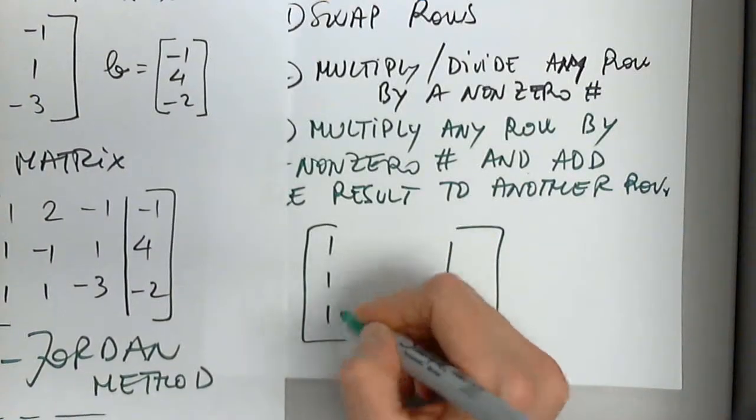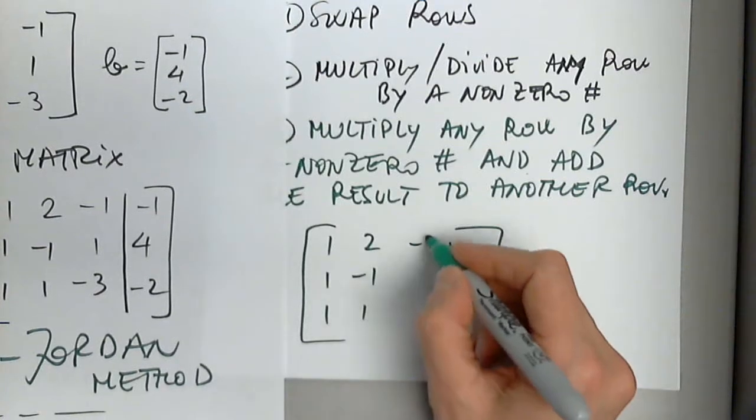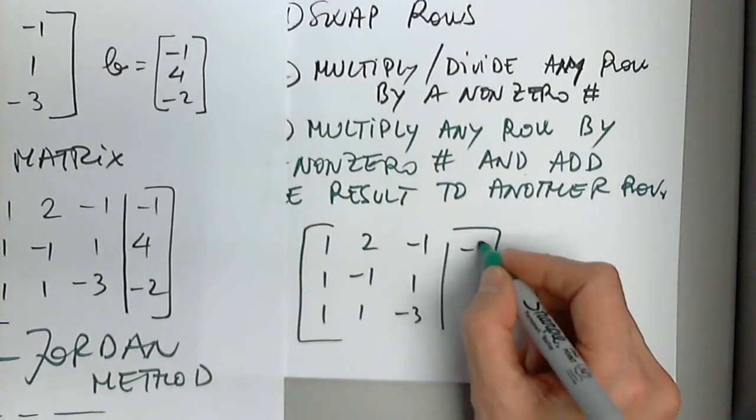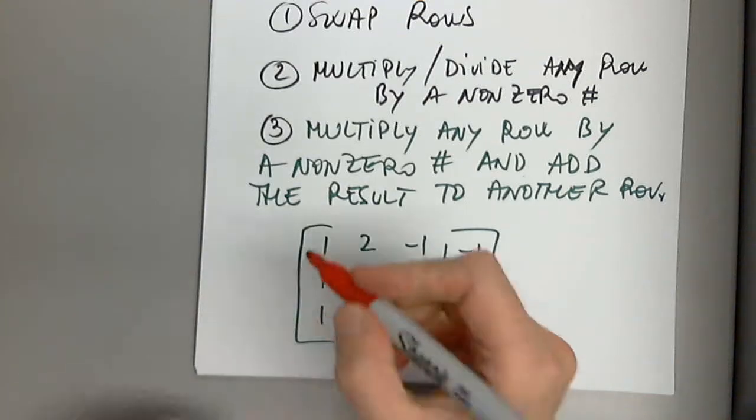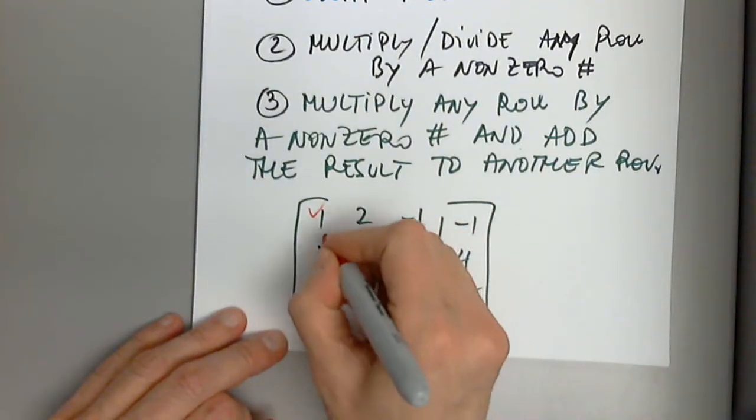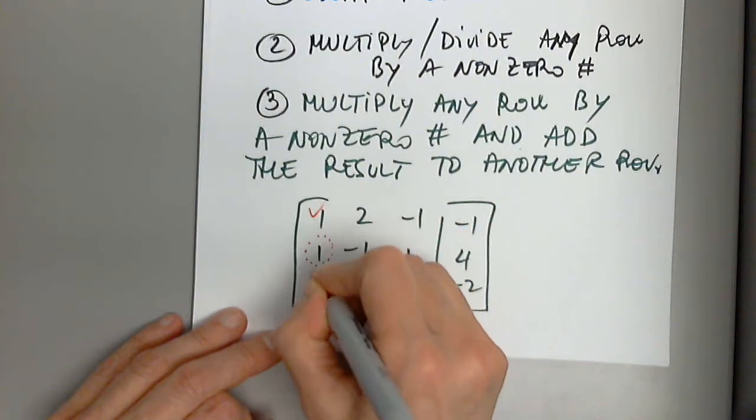And this is 1, 1, 1, 2, negative 1, 1, negative 1, 1, negative 3, negative 1, 4, negative 2. Remember the sequence of steps. My first step is, and I got lucky, I want a 1 in here. It's already done. Good. My next step is I want a 0 here, and I want a 0 here.